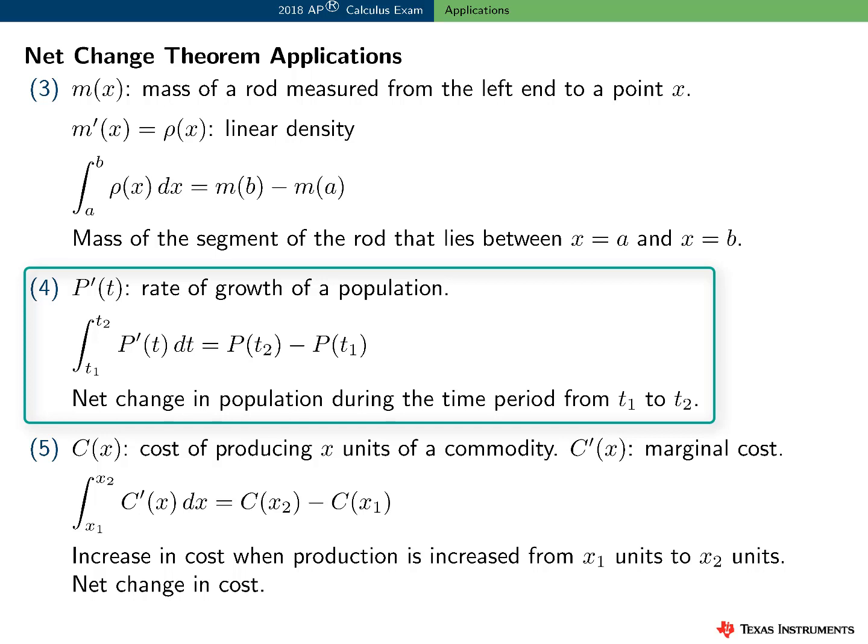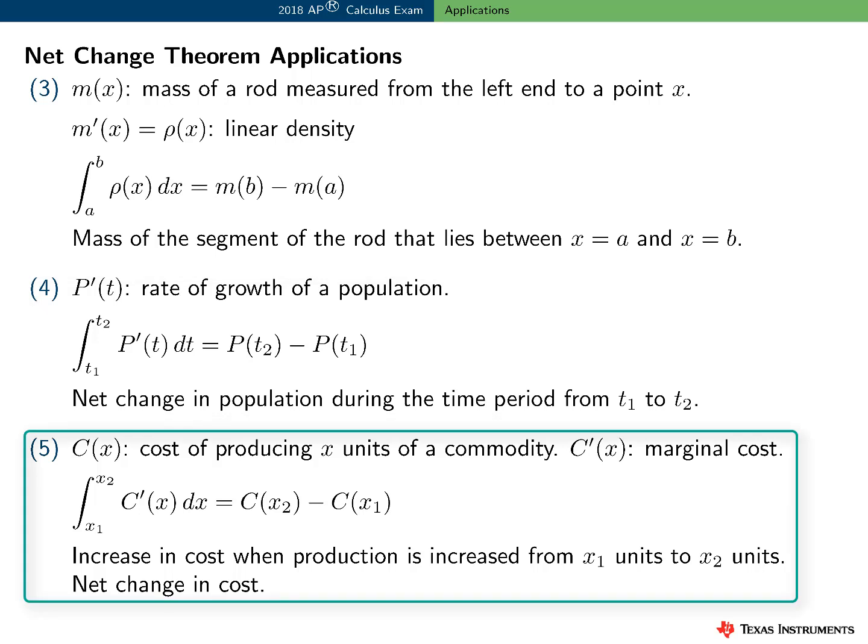And here's a common application found on AP Calculus exams. Let's suppose that p prime of t represents the rate of growth of a population. Then the definite integral from t1 to t2 of p prime of t dt is p of t2 minus p of t1. And that represents the net change in population during the time period from t1 to t2. And this net change takes into account both births and deaths.